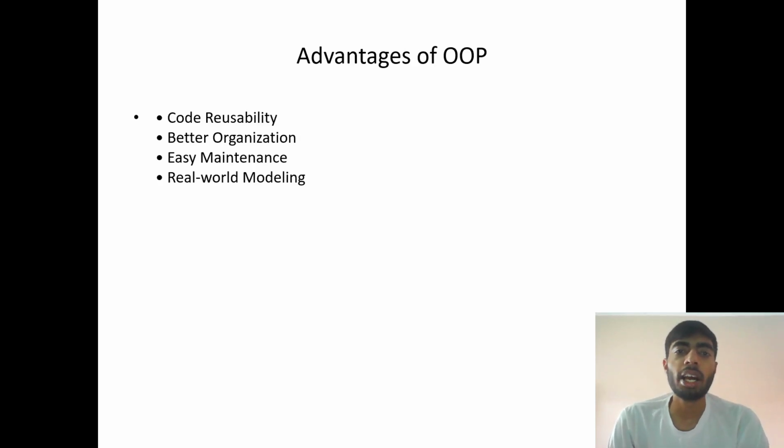Let's quickly review the advantages of object-oriented programming. OOP promotes code reusability through classes and inheritance. It keeps programs organized by grouping related data and methods together. It makes maintenance easier because changes can be made in one place. Finally, OOP allows us to model real-world objects, making programs easier to understand.